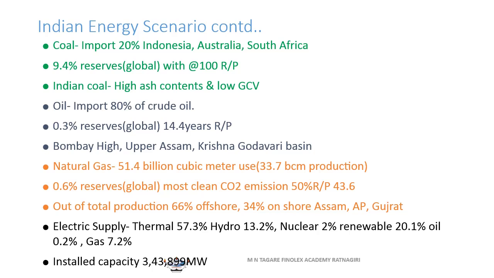Next we'll consider oil. Almost 80 to 85% of the crude oil is imported, because we have already seen our reserves are just 0.3% of the global reserves, and unfortunately the R by P for oil is 14.4 years. That is why our government is trying very hard to increase the percentage of renewables in the primary energy consumption. If we depend upon imports, then obviously we lose our rupees, which will reduce the value of our currency. So here we import huge amounts of crude oil.